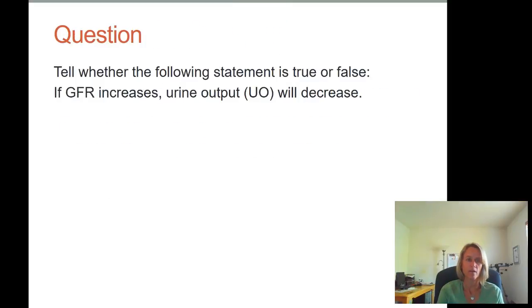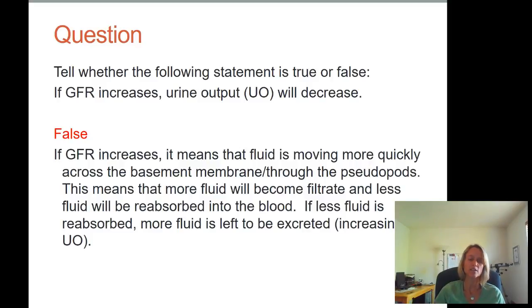Okay. Question. Tell whether the following statement is true or false. If GFR increases, urine output will decrease. This is false, of course. If GFR increases, that means more fluid is moving through the kidneys, and there's less time for fluid to be reabsorbed into the blood. So if less fluid is reabsorbed, more fluid is going out in the urine.